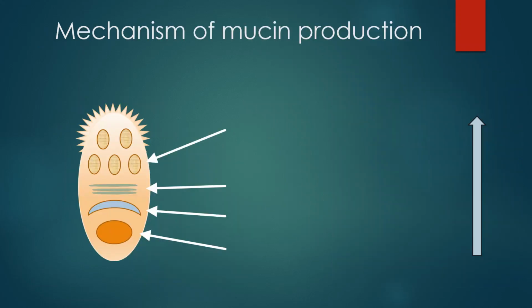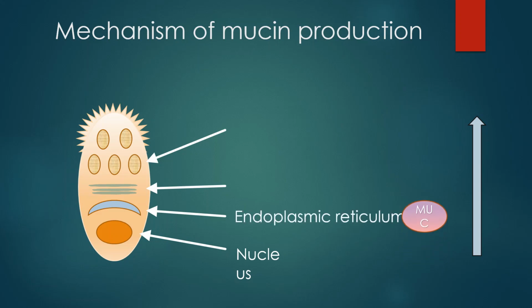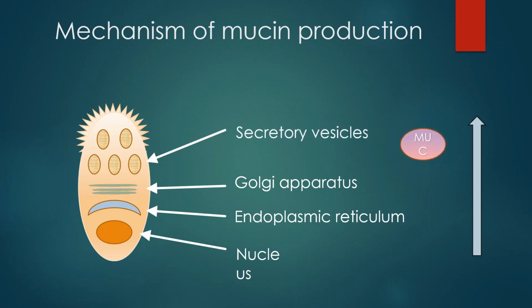Let me explain the mechanism of mucin production. First, the nascent peptide of mucin produced in the nucleus is oligomerized in the endoplasmic reticulum. Next, it is glycosylated in the Golgi apparatus and cross-linked by SS linkages. The mucins thus produced are stored in secretory vesicles and are discharged into the lumen through the intracellular microtubule cytoskeleton.